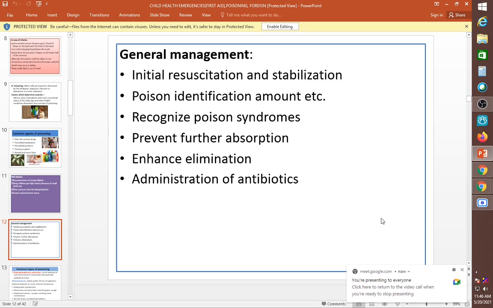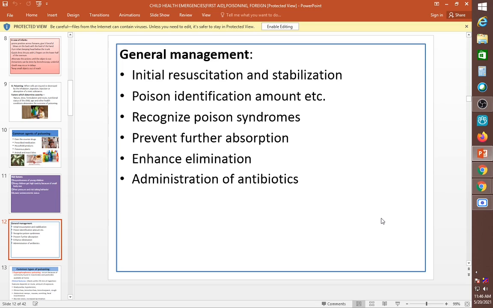Then poison identification. What kind of poison has the child taken? How much is the amount, and how has the child taken it? Whether by inhalation or by eating. So it has to be found out, and then recognize poison syndromes. What poison causes what syndrome, you have to find out. Prevent further absorption. The poison is already inside, so how to decrease the absorption further, and then try to eliminate it from the body.